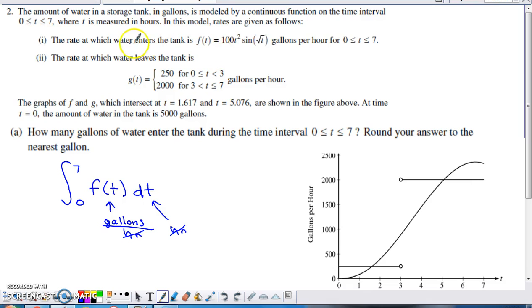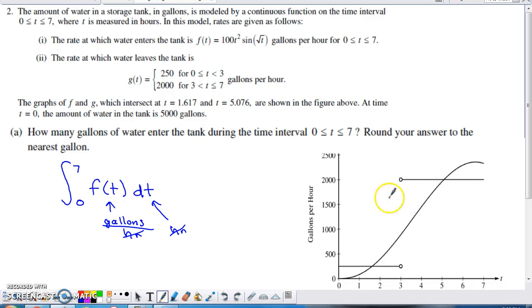And f of t is the rate at which the water enters the tank, and that holds from time 0 to time 7. G of t is the rate that water leaves the tank, and that's a constant 250 between 0 and 3 hours, and then at t equals 3 shoots up to 2,000 gallons per hour, and that's going to hold the rest of the way till t equals 7.